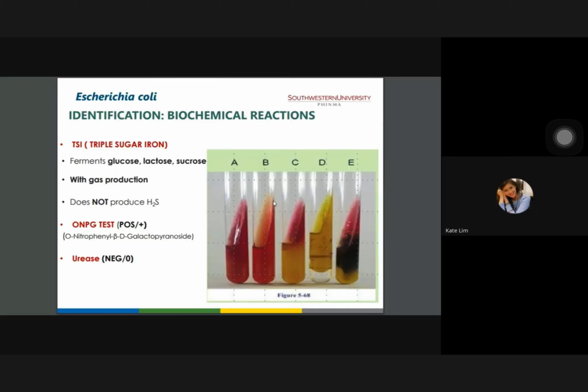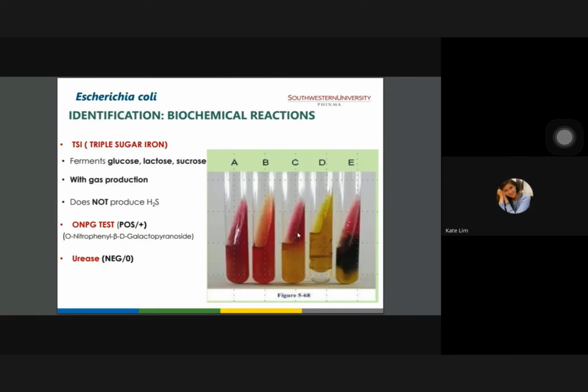Again, this would be your slant. What we see here is your sucrose and your lactose. Since it's A, meaning your sucrose and your lactose are fermented while your glucose did not ferment, the interpretation is that both sucrose and lactose are fermented. So that would be A over K.